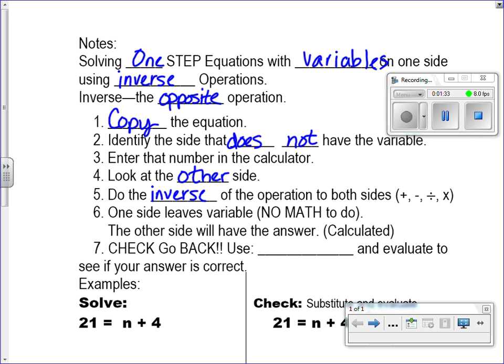So the opposite of add is subtract. The opposite of subtract is add. The opposite of divide is multiply, and the opposite of multiply is divide. One side leaves the variable, no math to do. The other side will have the answer, which is calculated. And finally, you want to check and go back. You want to substitute and evaluate to see if your answer is correct.